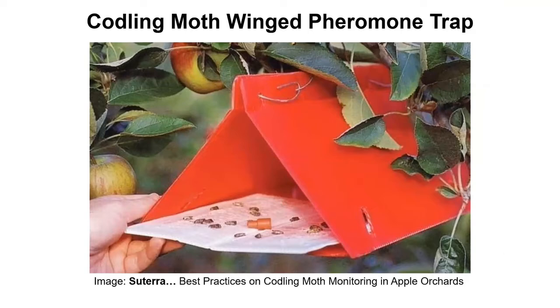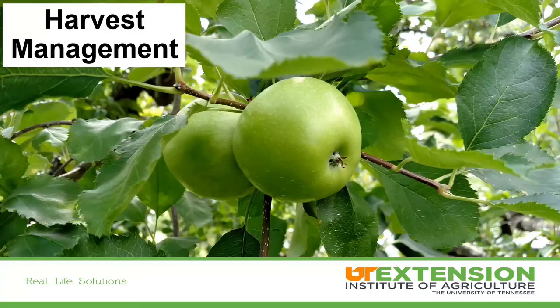Pheromone traps to monitor those. We'll use those to look and monitor whether or not we've got that pest problem coming in. And maybe the biggest one, and I'll talk about this in just a second, will be for blueberries.